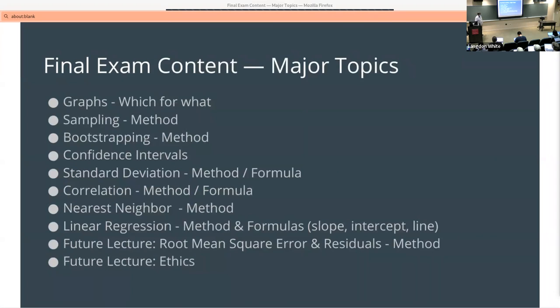And so here is a rough idea of the exam content. Don't forget the slides will go up after the end of class, so you'll be able to get them later. Just when it says future lecture here, we have a couple more lectures before the end of the semester. So even though I haven't covered these yet, we will cover them, and they will be on the final exam. Okay? Make sense to everybody?